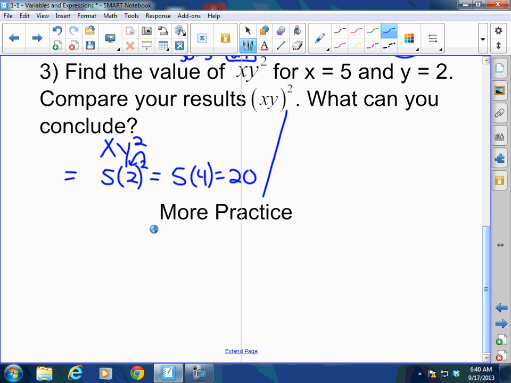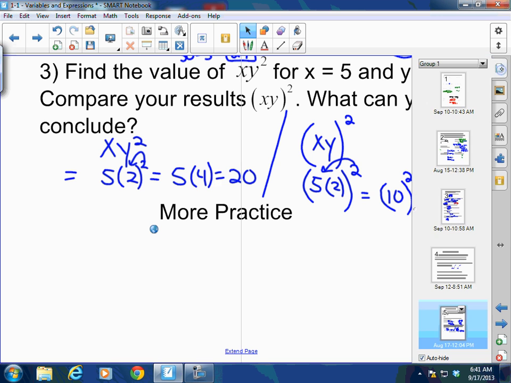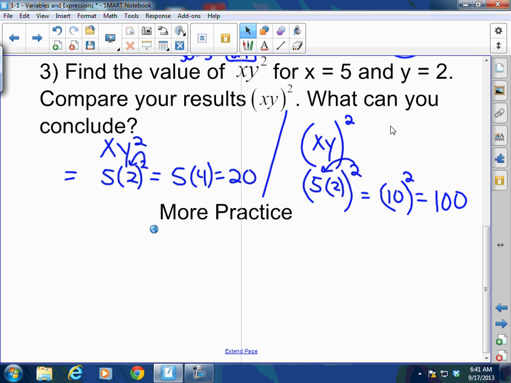Now, let's look at the difference here. In parentheses, (xy) squared. Here I've got (5 times 2) squared. In this case, my friends, we have to do what's inside the parentheses first. The exponent affects everything inside the parentheses. So 5 times 2 is 10, which is inside the parentheses, and it's being squared. 10 squared is 100. Okay? Hopefully that makes sense. Let's do some practice problems.